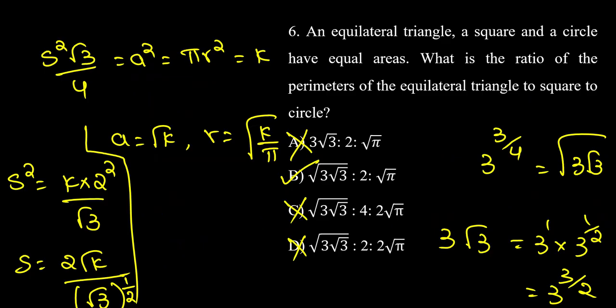The perimeters ratio we need to calculate. They have given that all areas are equal. I assume that it is equal to K. No sir, I'll take some value.